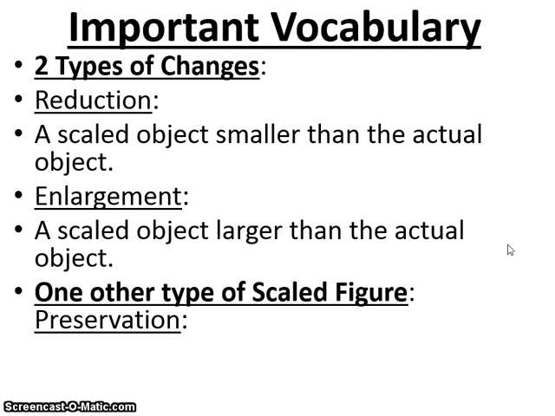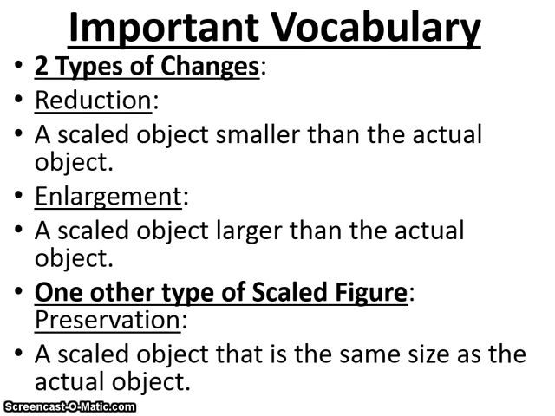The other type does not change the size. A preservation keeps the scaled object the same size as the actual object. So for instance, if you draw a picture of your iPod the same size as your iPod, then it's a preservation of that object. It is the same size as the actual object.